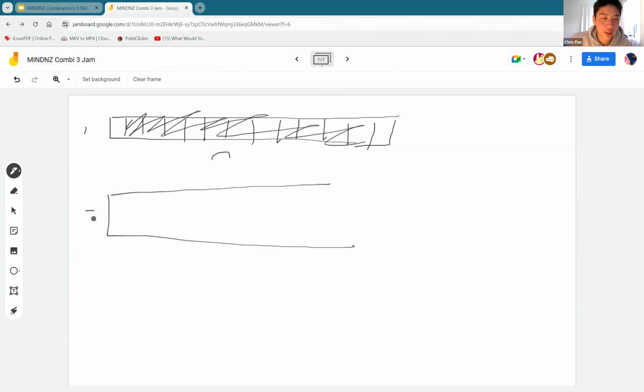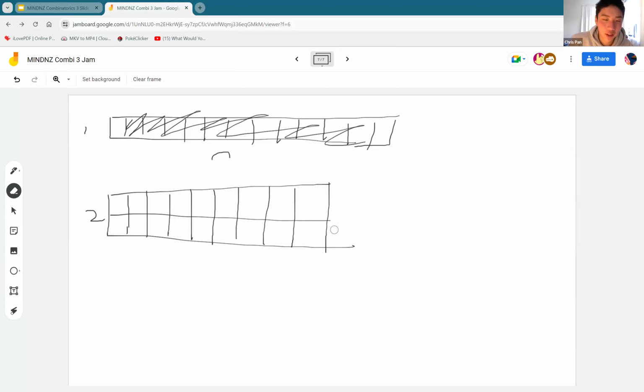A 2 by n grid is a little bit more interesting, but you can actually find an explicit strategy for this one as well. I think I left that as an exercise in the problem handout. So maybe if you guys want to go try that, that's cool as well. You can find an explicit strategy for player one to win this game as well.